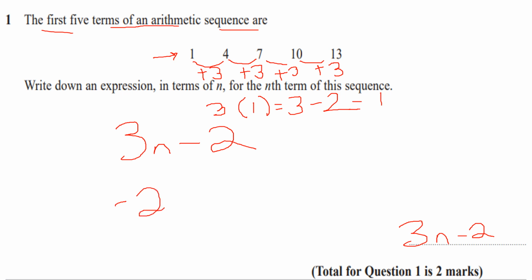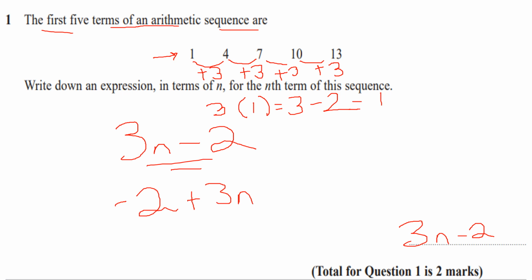Either convention is appropriate. They both mean the exact same thing. This is what I call my nth term, and I can use an nth term to work out any value in my sequence. So if I'm looking for the 50th term, I would sub in n equals 50. So 3 lots of 50 is 150, and then minus 2 is 148.